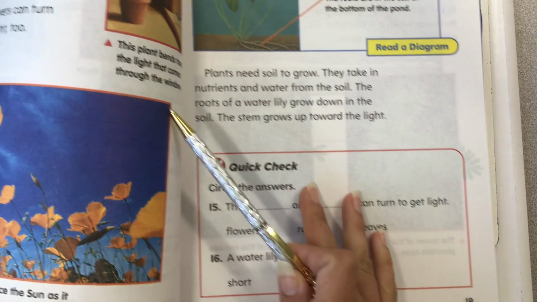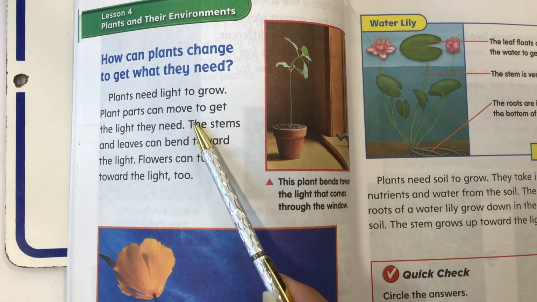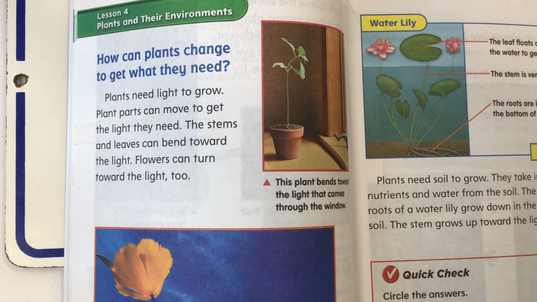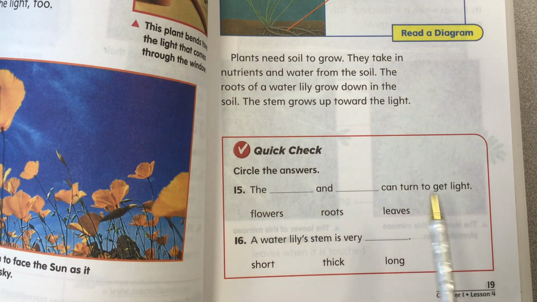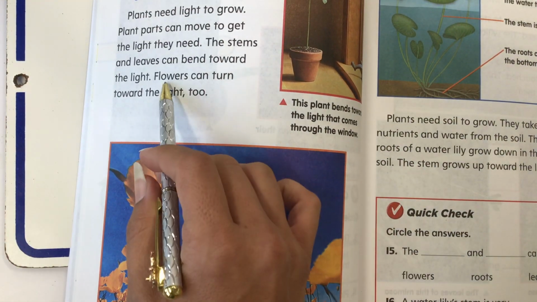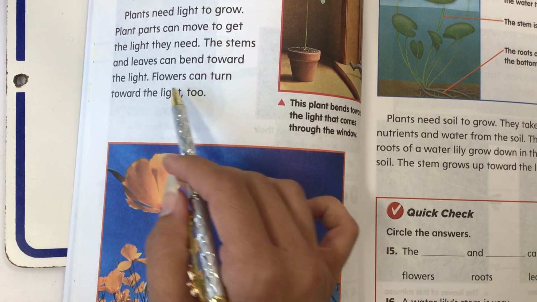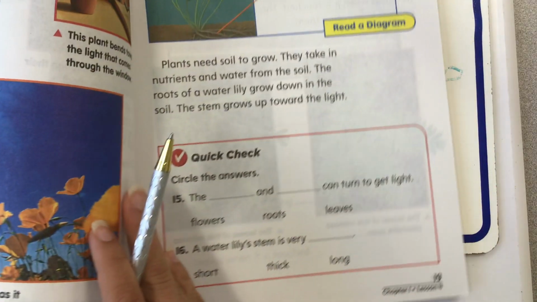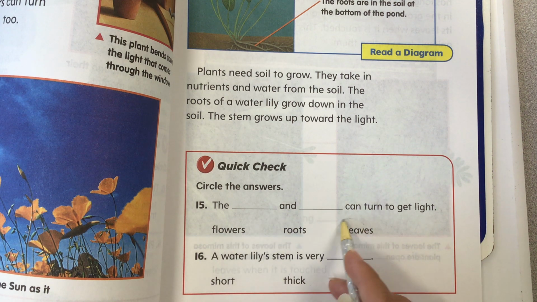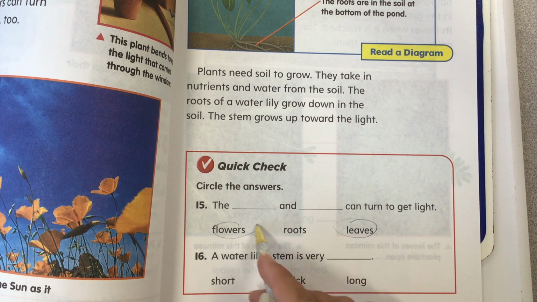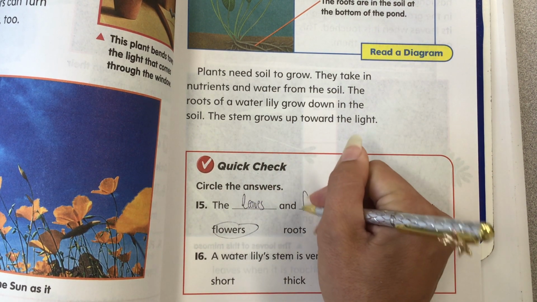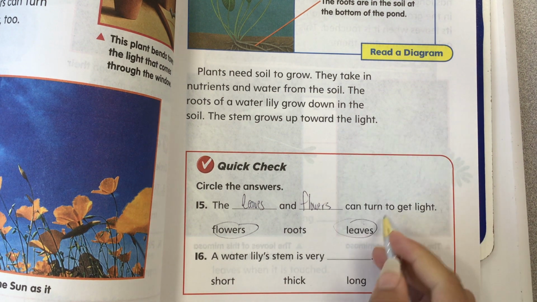So let's go back in the story, the text, and it says the stems and leaves can bend toward the light. So I went right back into the story and found evidence for the answer. So it was the stems and the leaves, and then later it says flowers can turn toward the light too. So there's now the stems, leaves, and flowers. So let's see what choices we have here. Do we have stems? No. We have leaves and flowers. So we can put here on the line the leaves and flowers can turn to get light.